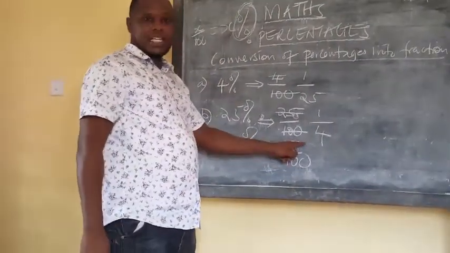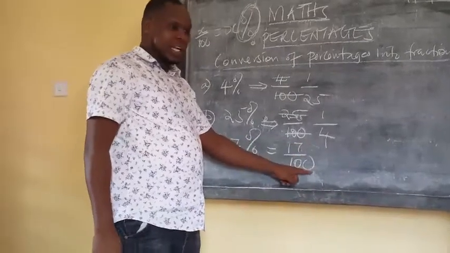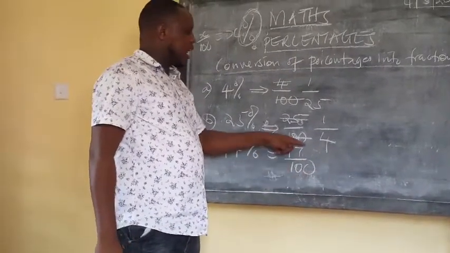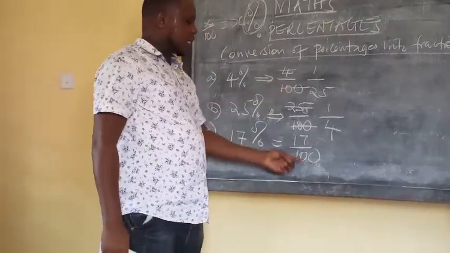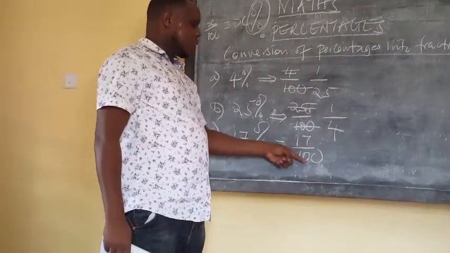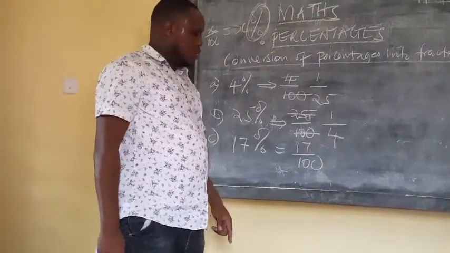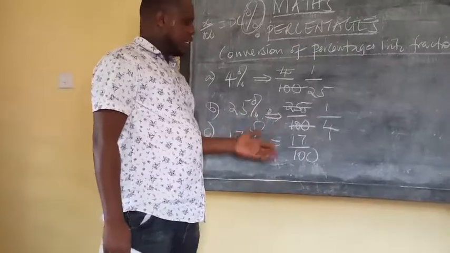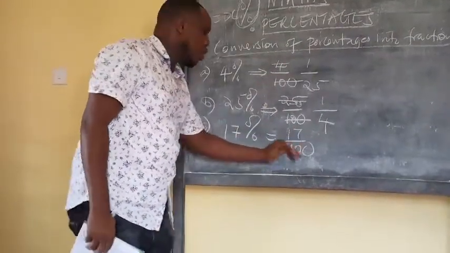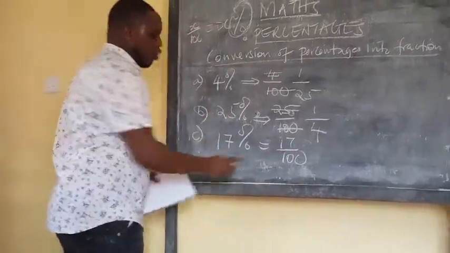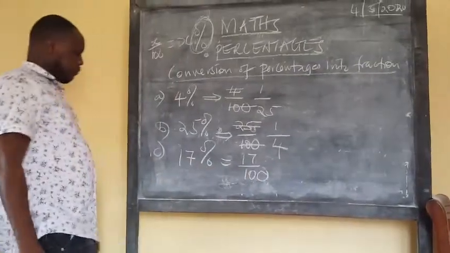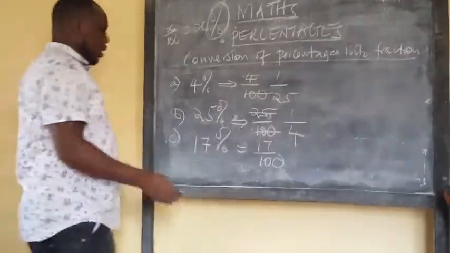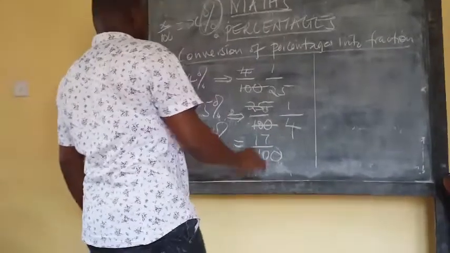Why? There's a numerator and a denominator. But the denominator is always 100. So these do not have a common divisor, so we are not going to divide with anything. So this remains 17 over 100 because it lacks a common divisor. And so forth and so on. We can continue and get other examples here.